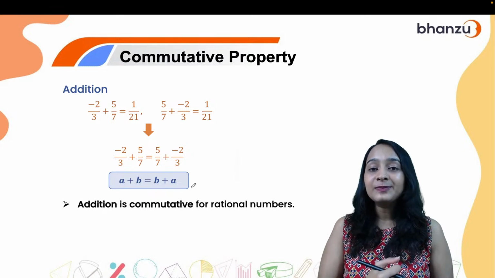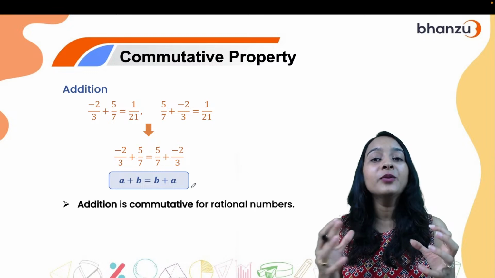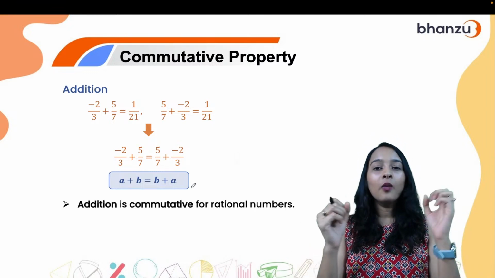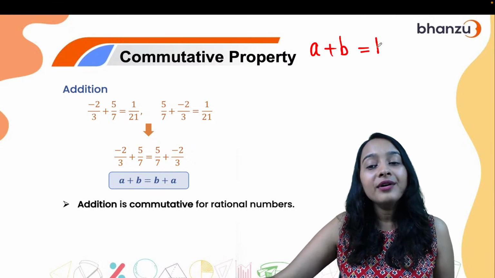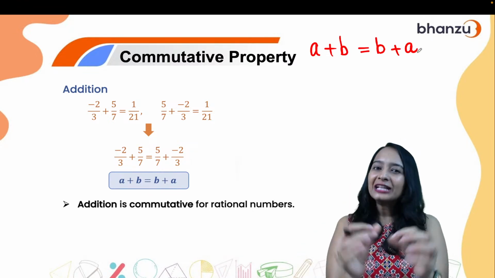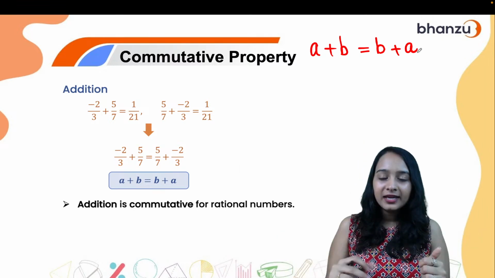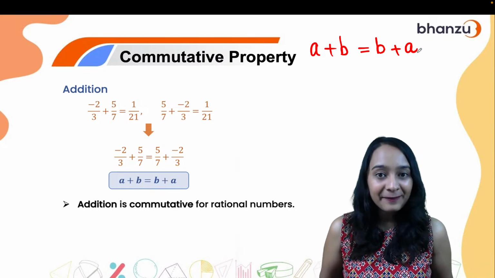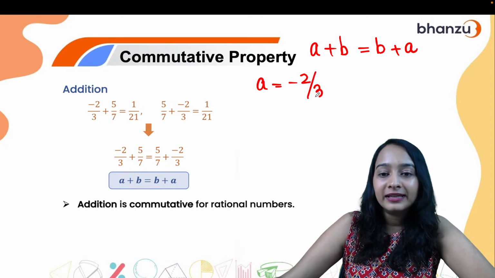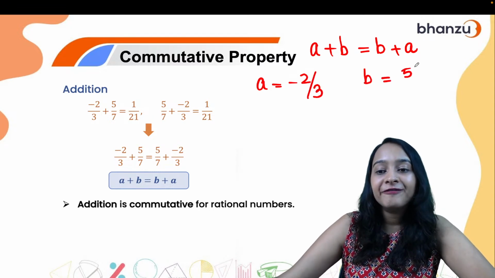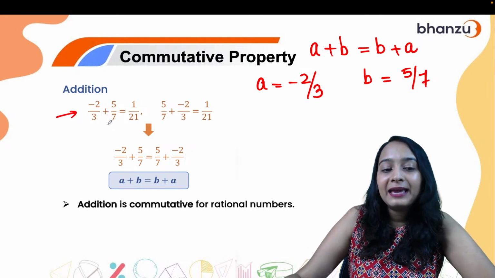Alright. Now let's move forward with the next property, which is commutative property. Now what happens in commutative property? If I take two numbers, the order in which I add them should not matter. If I take a plus b, b plus a, the answer has to be the same. So here I am taking a to be minus 2 by 3 and b to be 5 by 7. In the first case, I am adding a plus b.